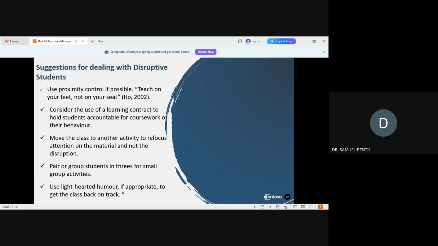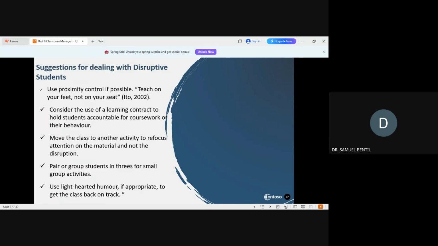Another thing you can do is to engage such students with what we call learning contracts, to hold the students accountable for coursework or their behavior. A learning contract is a strategy where, before the lesson starts, you task that student that by the time we end this, you are going to do this task. That alone will let that student be attentive and focused. So you can use learning contracts to engage that student to be very attentive in class.